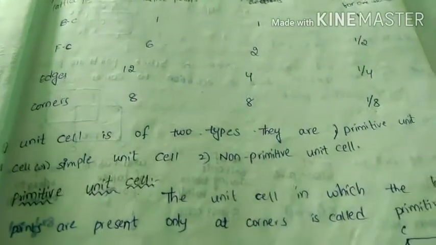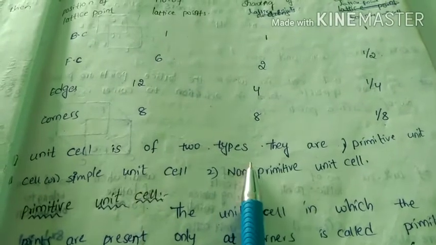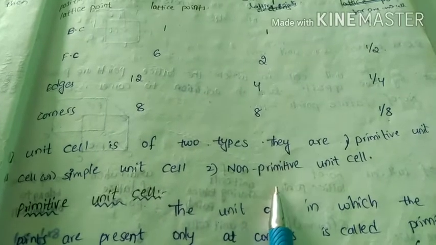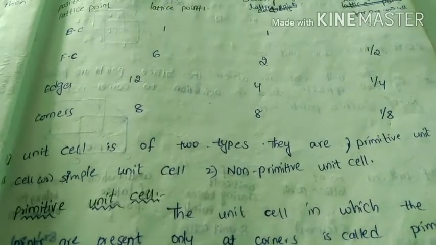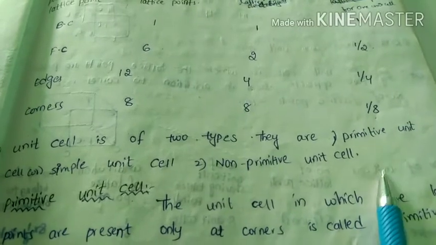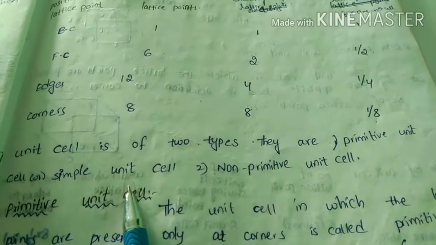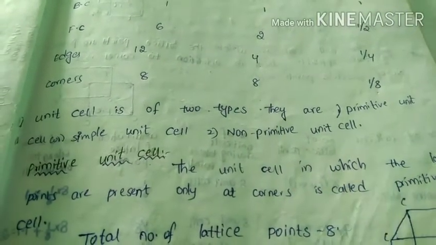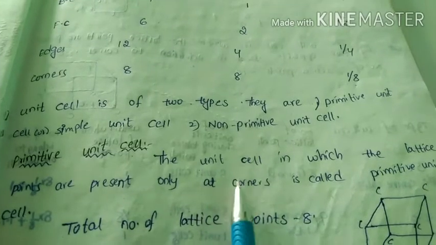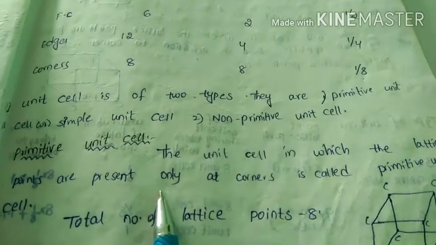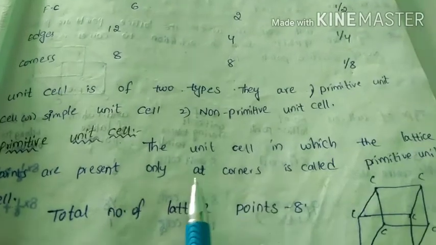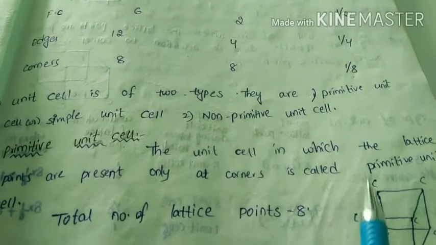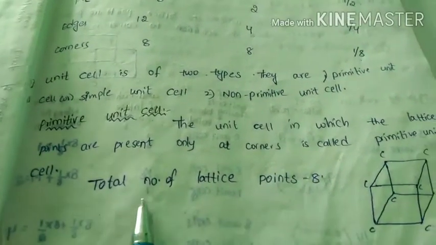Next one, unit cells are of two types. They are primitive unit cells, also called simple unit cells, and the second type, non-primitive unit cells. Primitive unit cells means the unit cell in which lattice points are present only at corners. In corners, the total number of lattice points is 8.